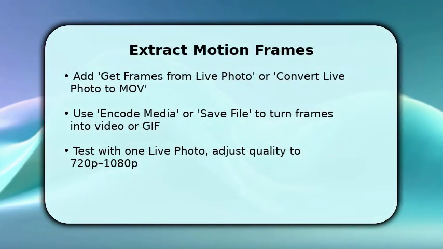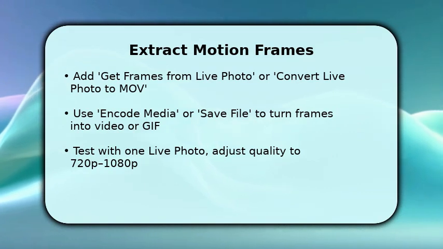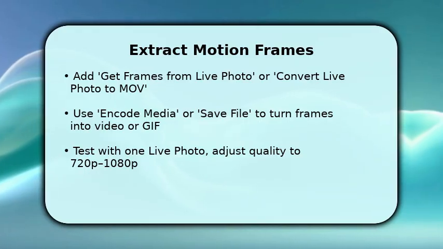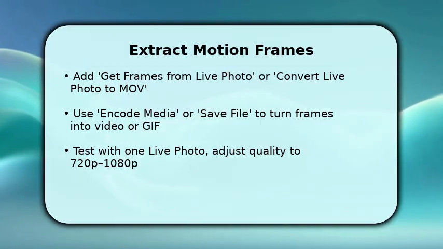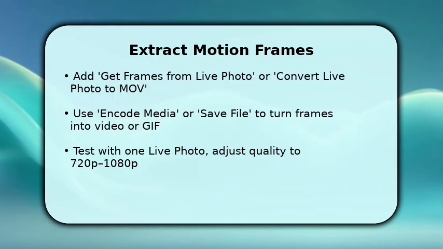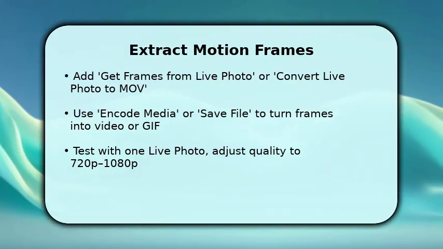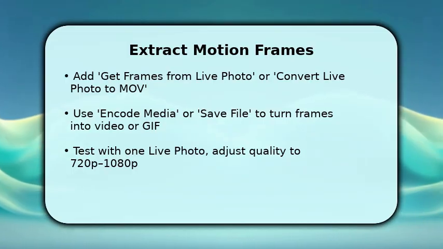Next, convert the live photo into a usable motion file. Add an action that extracts frames or converts the live photo to a MOV. Some shortcuts use encode media or a bespoke frame extract action. You want either a short video or an animated GIF that preserves the aftermotion segment. Once added, set your export quality, 720p or 1080p for smaller files, and run the shortcut on a single live photo to verify it captures the motion you want before batching.